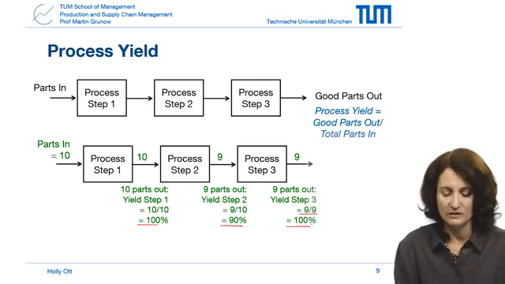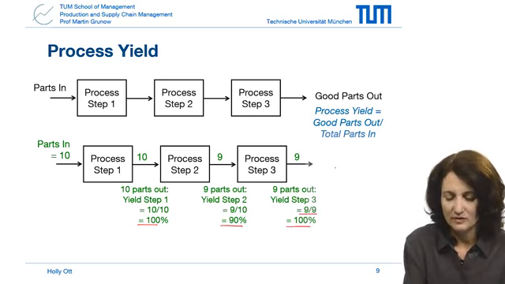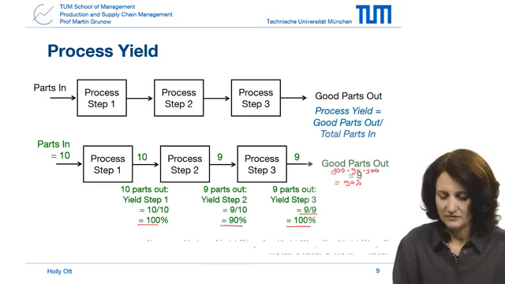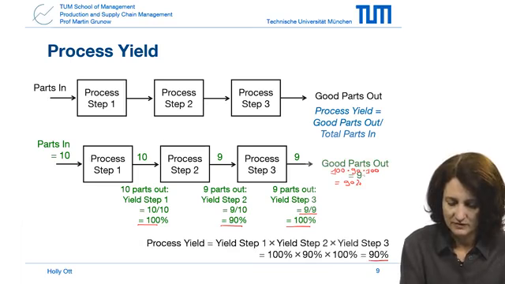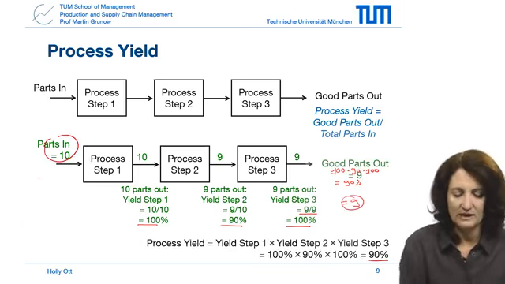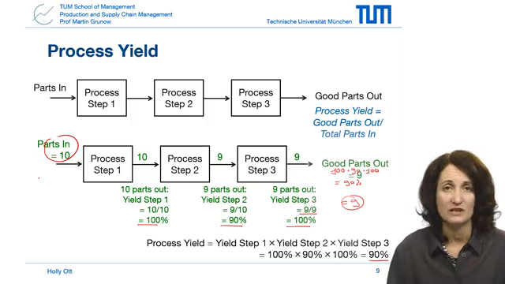The total yield, as we learned, we have to multiply all the yields together. So we have 100 times 90 times 100, and we end up then with an overall yield of 90%. And we can also say, good parts out is 9, parts in is 10, 9 over 10 is 90%.